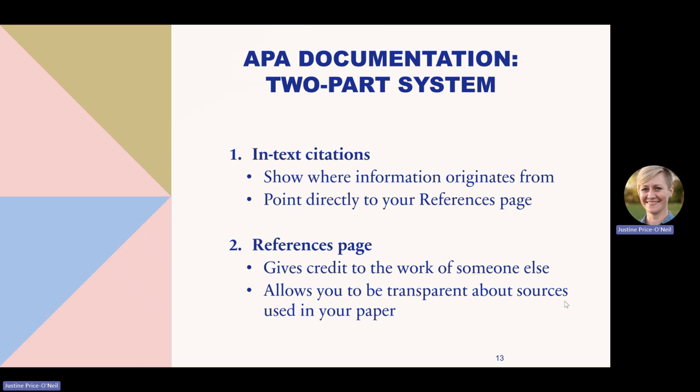First, with APA documentation, you want to remember that there are two parts. First are your in-text citations. Those are the citations that come in your paper. They show where you got your information from, and it directs your reader to the second part of the system, which is the references page. Now, the references page gives credit to the work of somebody else with the full source information. And the references page also allows you to be transparent about the sources that you used. So let's look at those a little bit more closely now.